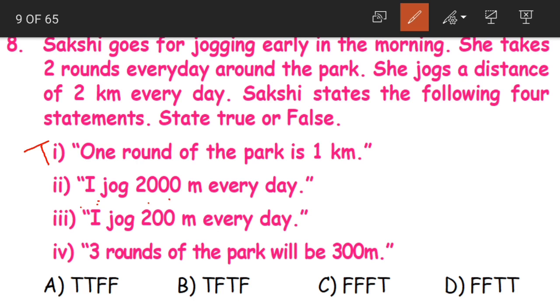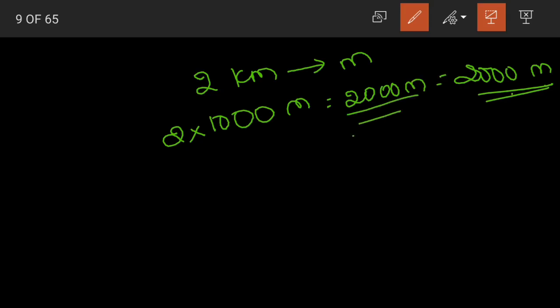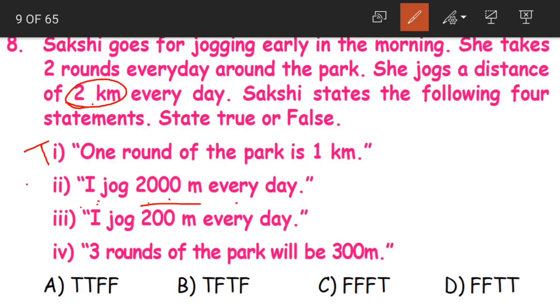I jog 2000 meters every day. Our Sakshi here jogs 2 kilometers every day. But what is given in the statement? That she jogs 2000 meters. So first let us convert this into meters. How do we convert? Multiply by 1000. Yes, 2 into 1000 meters is equal to 2000 meters. Yes, it is the same as given in the question. Sakshi jogs 2000 meters every day. So our statement 2 also becomes true.